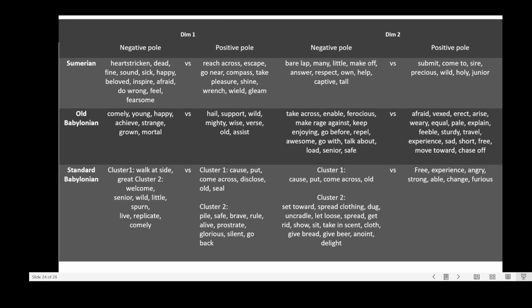At the same time, though, if we look at the negative and positive poles, so what adjectives are located at the negative and positive poles for the two dimensions across the different time periods, what is really interesting, working with people who are archaeologists who work with this material, we can identify dimensions that do make sense from the historical periods, but they do not nicely match onto our modern day personality structures.